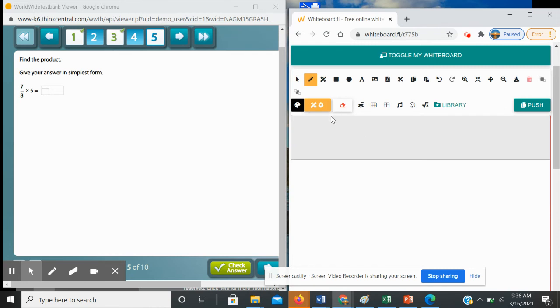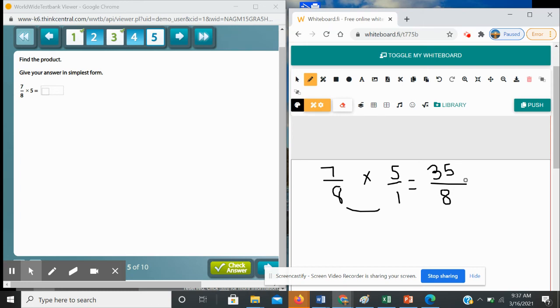So again, I work out my problem. I have the fraction of 7/8. This time I'm multiplying it by the whole number of 5. I put that whole number of 5 over 1. Now I'm going to multiply numerator times numerator. I get 35. Denominator, 8 times 1 is 8.